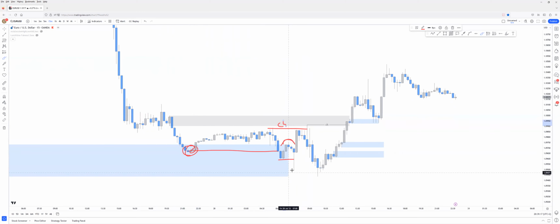After this one, price changed back the character to the downside here with this movement, meaning this high point will be the new character changing movement. If price breaks above this high point, the character will be changed back to bullish again.